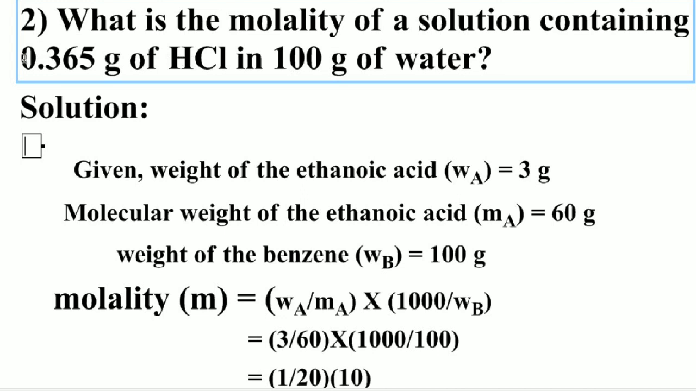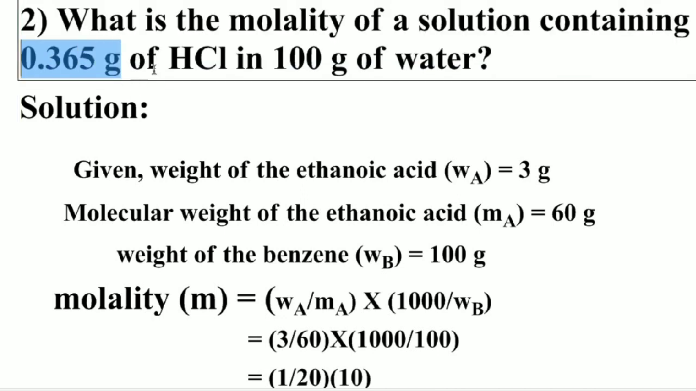Students, here the solute is HCl and the solvent is water. So the weight of the water is given as 100 grams and the mass of the HCl is given as 0.365 grams.